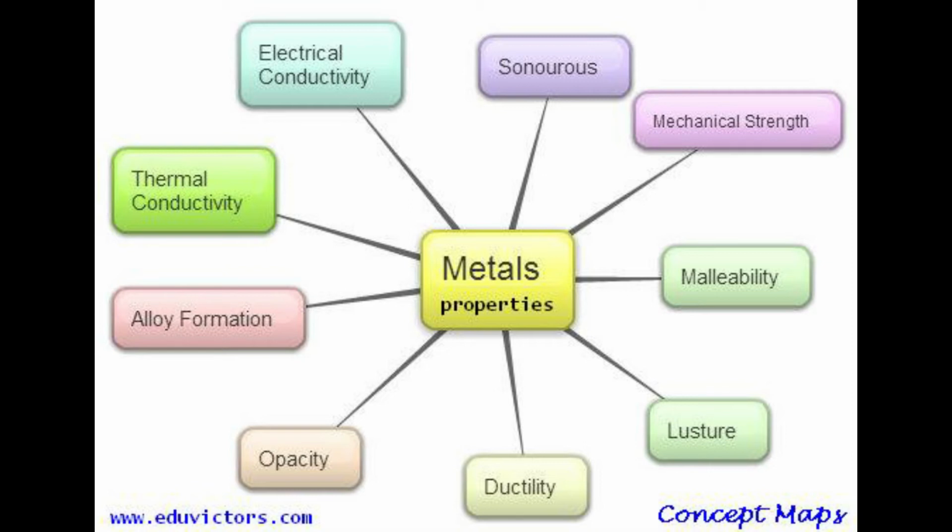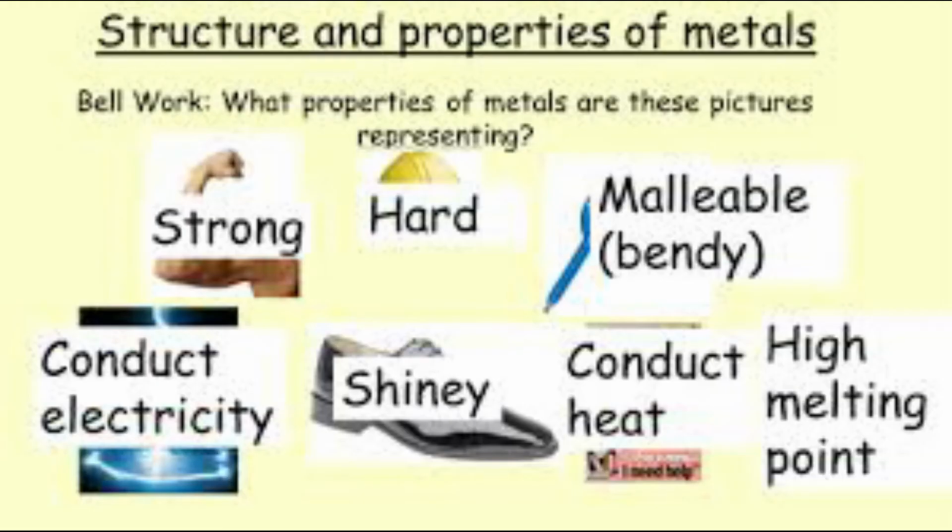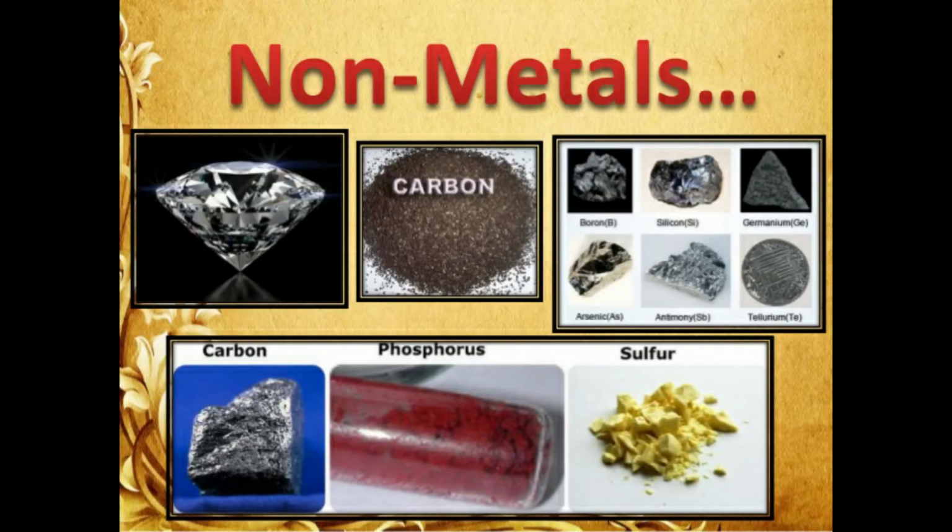Next, we are going to see the physical properties of nonmetals. Children, nonmetals have the tendency to gain electrons and become electronegative in nature. So metals lose electrons and become electropositive. Non-metals gain electrons and become electronegative. Some of the physical properties possessed by nonmetals are: nonmetals are neither malleable nor ductile. Nonmetals are brittle, that means they can be easily broken.